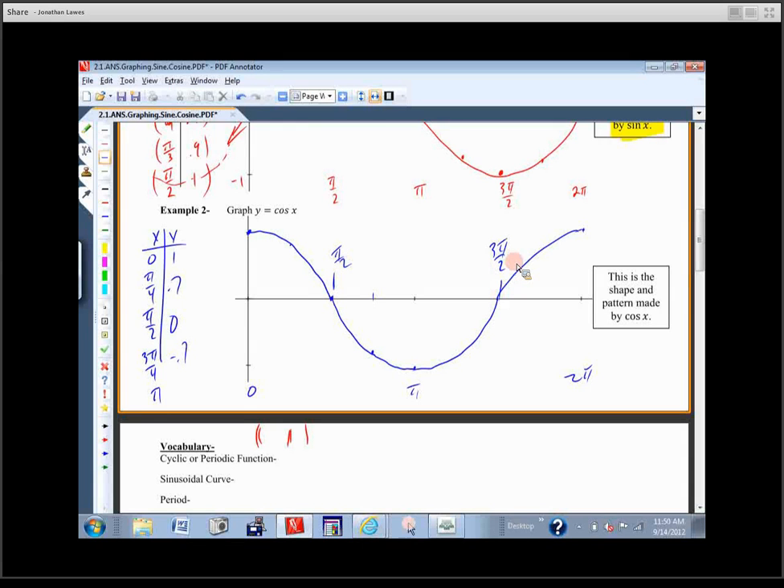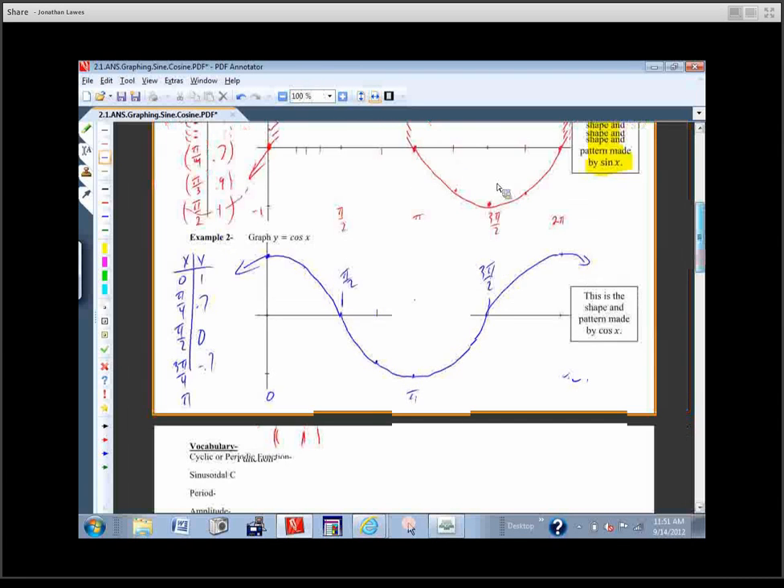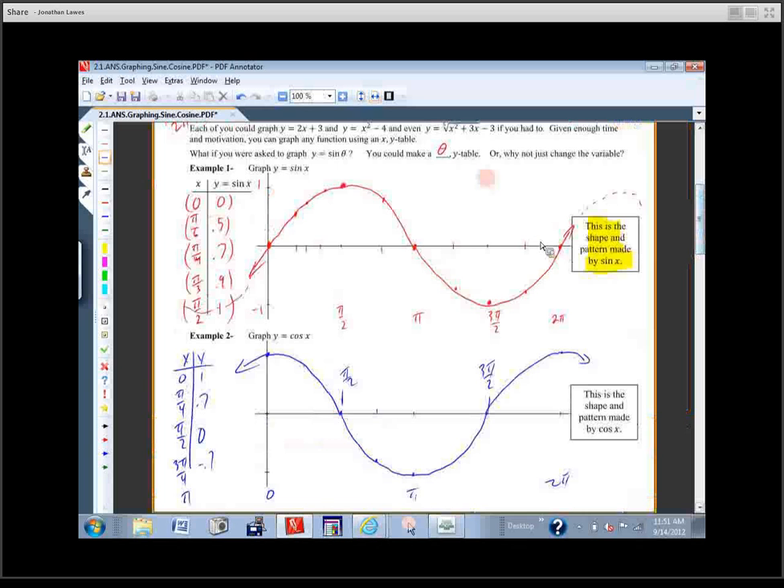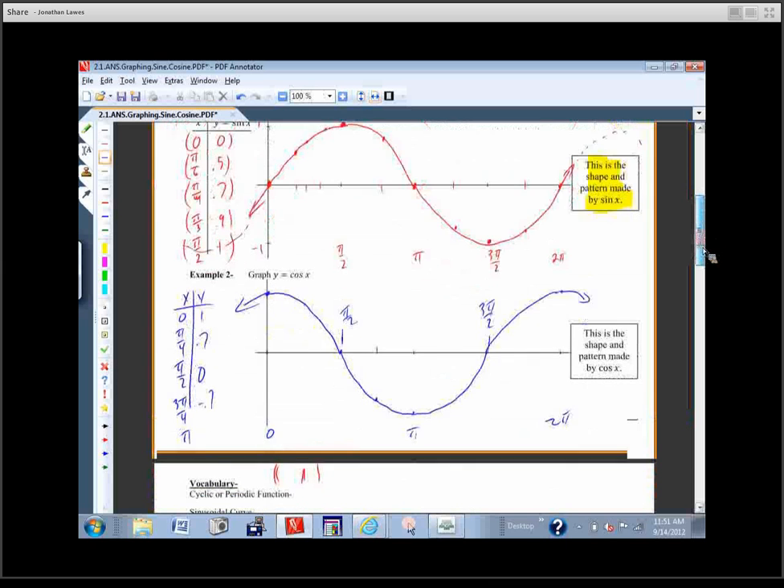Any reason we'd need to stop? Nope, that pattern would just continue. It would continue making that shape. But that's one basic cycle. That's one basic pattern. And we're going to talk about what we call those. So, are there any questions on anything that we've done here? This is the shape and pattern made by the sine function. This is the shape and pattern made by the cosine function. So everybody understand? Can you see where they come from? No questions? All right, then let's take a look at the next page.